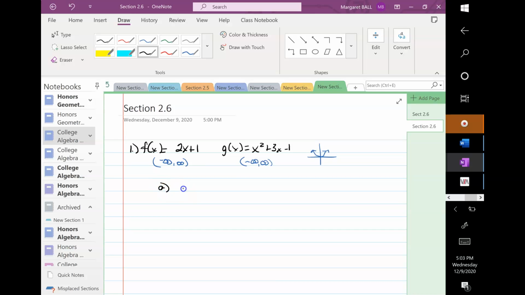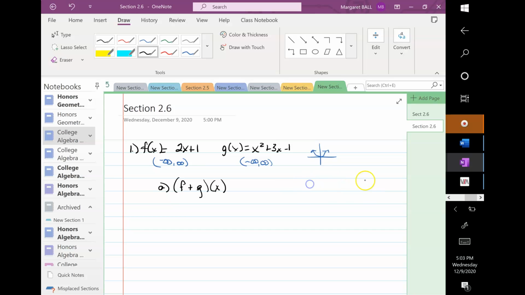Okay, so part A, I want you to find f plus g of x. Now, I know that you did this last year in Algebra 2, but it may be written differently than what you wrote it last year. Last year, you probably did something like this, f of x plus g of x. So it's the same thing, it's just a different way of expressing it.